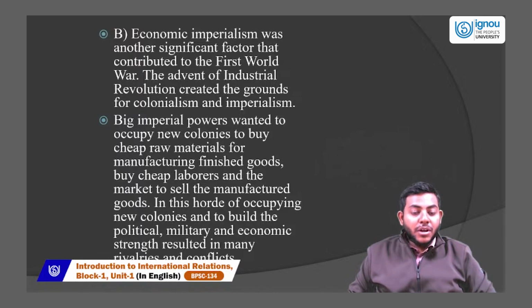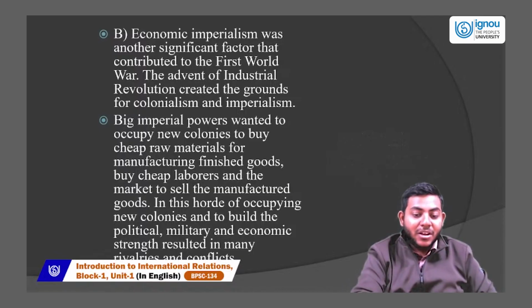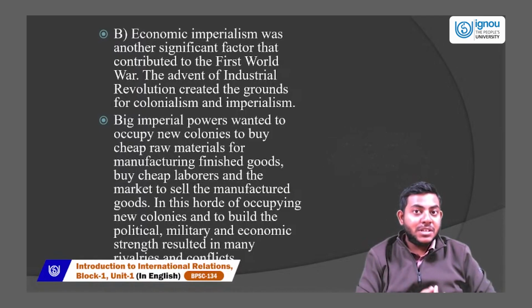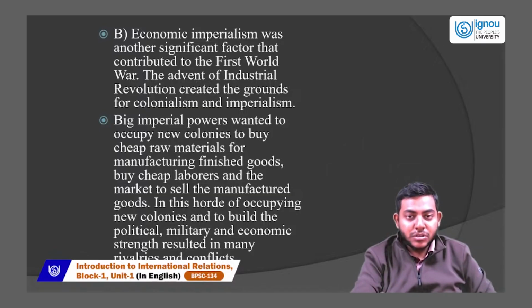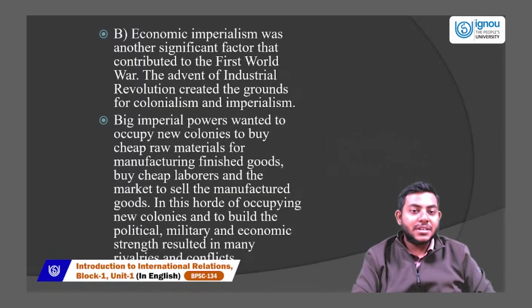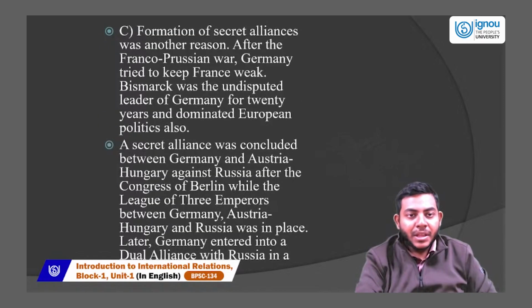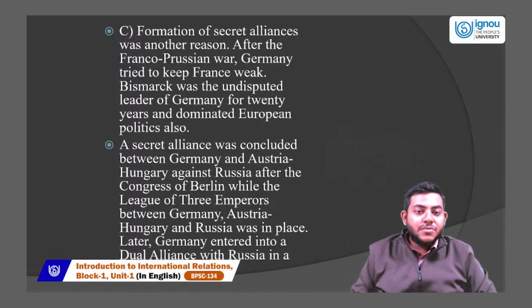In this rush to occupy new colonies and build political, military, and economic strength, many rivalries and conflicts resulted. For example, the Agadir crisis took place between the Germans and the British just a few years before the First World War. There was also the scramble for Africa in the 1860s, which also led to conflicts between the colonial powers. Formation of secret alliances was another reason.